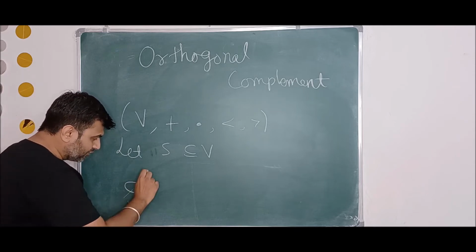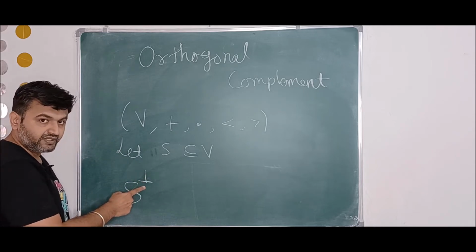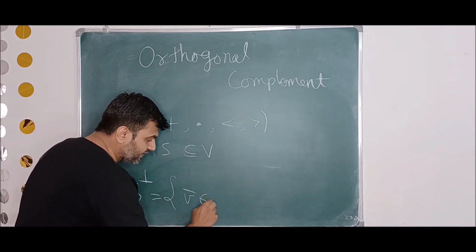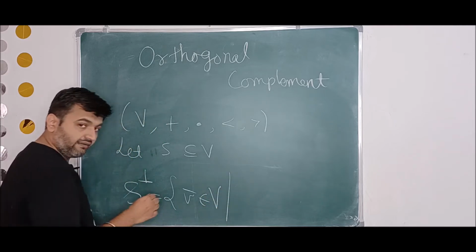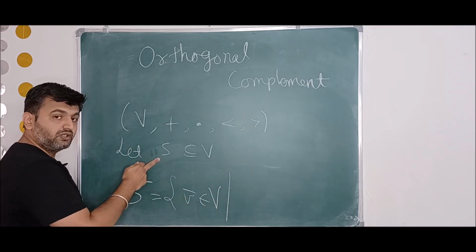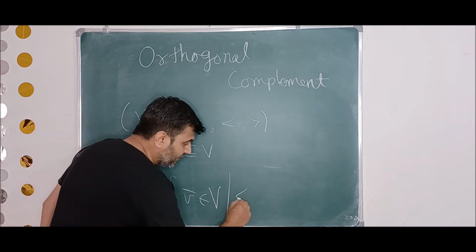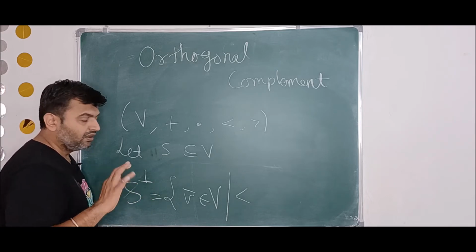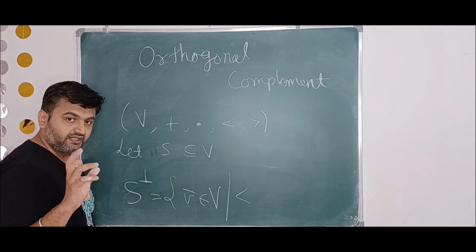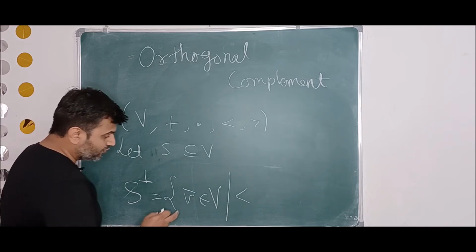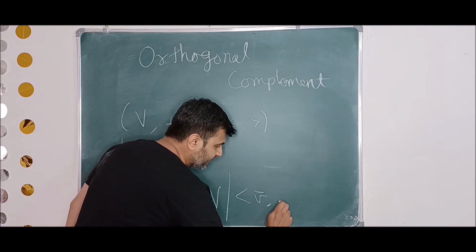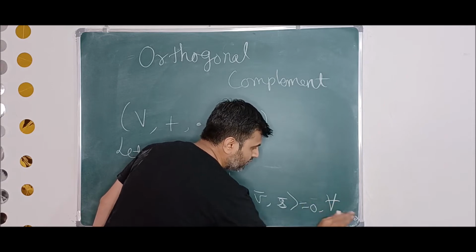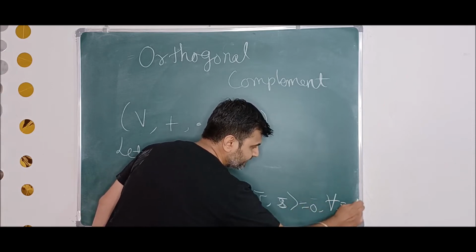We define the orthogonal complement as S perp, P-E-R-P, S perpendicular or S perp. It is nothing but those vectors in the vector space which are orthogonal to S. Something is orthogonal when the inner product is 0. I have already given a lecture on orthogonality and orthonormality; the links you can find in the description. So all those vectors V bar such that V bar dot S bar is 0 for all S bar in S.